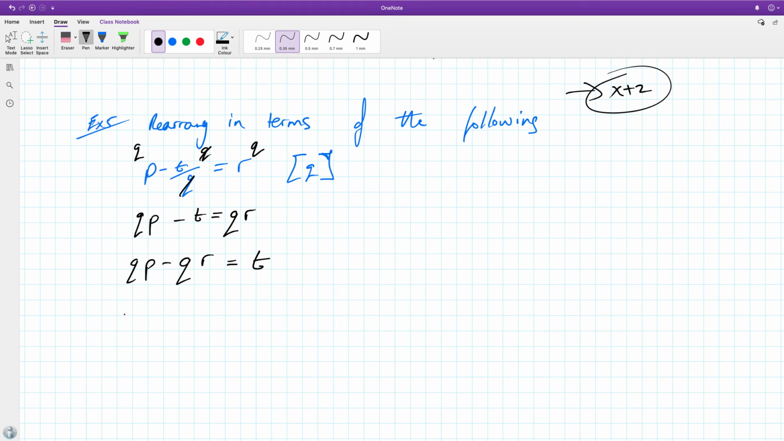Once again, back to week 1 again. How can I get Q on its own? Good man, highest common factor, take out Q. What's left in the bracket? Good lad, is equal to T.